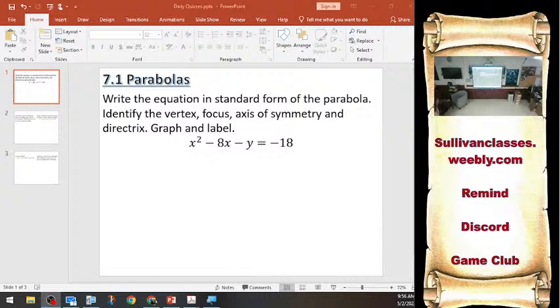X squared doesn't have anything above it. Is there a P? You tell me. It would be more than half. Come on now, that goes all the way back to algebra. What is squared? What is 4p? Which way does it open?